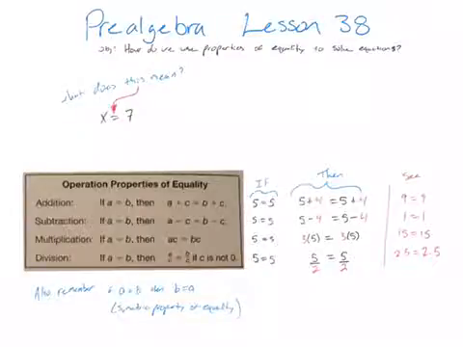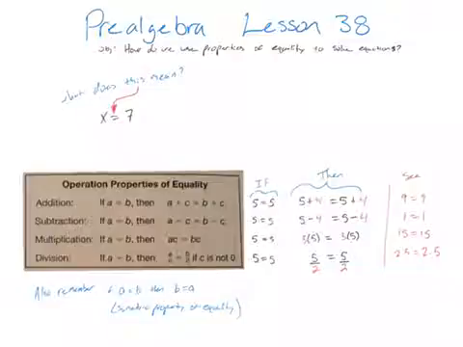So, if you want to think of it as like a balance, if this is the same as this, you could add something to both sides. You could take something away from both sides. You could multiply, like double both sides, or like cut both of them in half, and they'd still be equal to each other as long as you do the same thing to both sides. And we call these operations properties of equality.